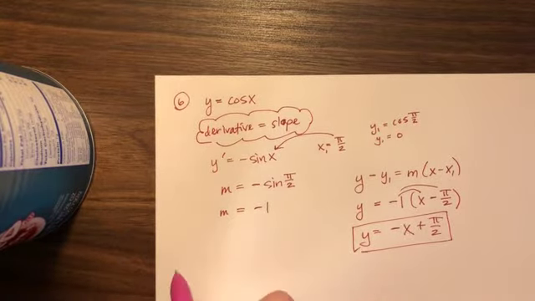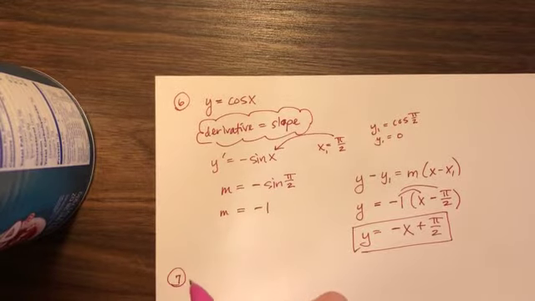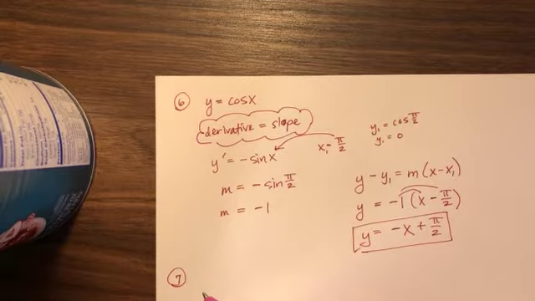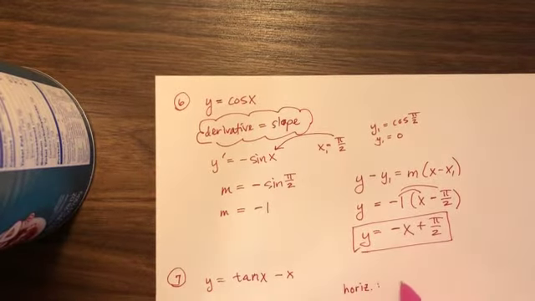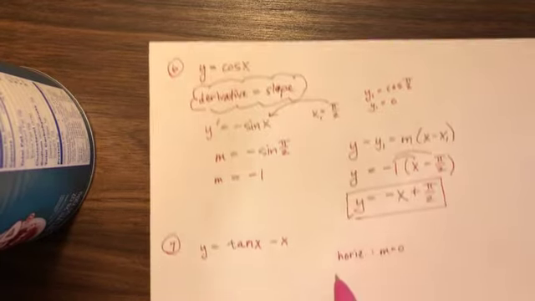All right? Number 7, not on the quiz, but it's important that you know. Does the graph have any horizontal tangents? So y equal to the tangent of x minus x. We want to know horizontal tangents. Horizontal means that the slope is 0. That's a horizontal line, slope is 0.